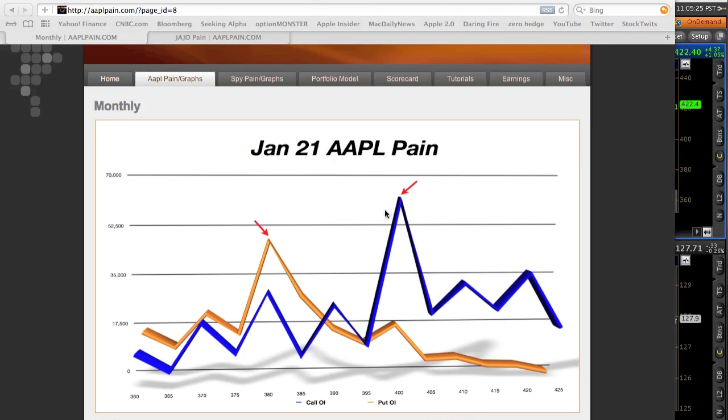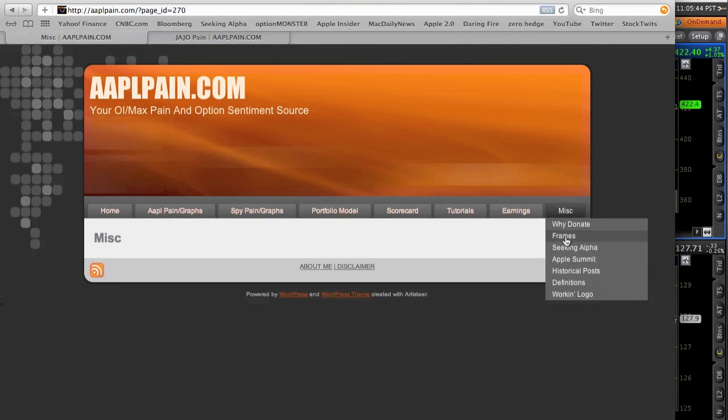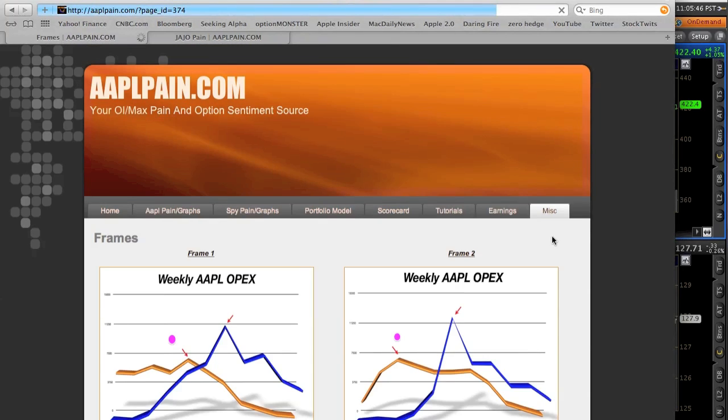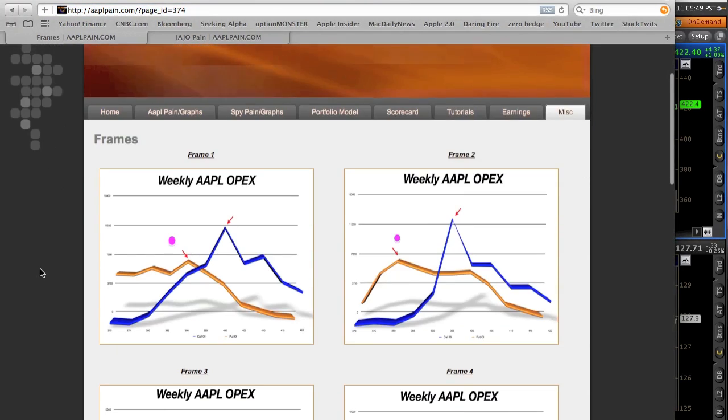So after Apple breaks out, it'll run to whatever point, and then all of a sudden it'll sit for 3 months. And it'll do the same thing, break down. Once it does that, look for it to break up, run, and then sit. That's typically what happens. So let's go to this frames page to see that in action.